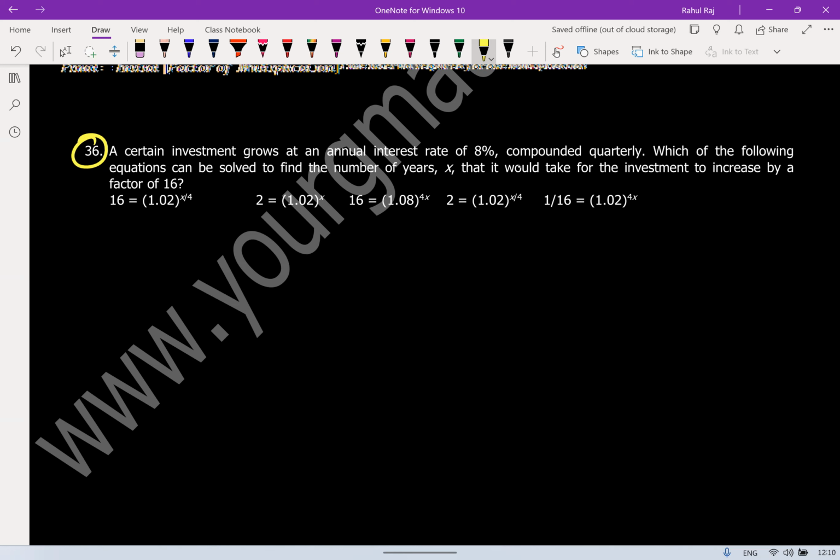So it says what? A certain investment grows at an annual interest rate of 8% compounded quarterly. Which of the following equations can be solved to find the number of years x that it would take the investment to increase by a factor of 16? So if P is the principal amount, A is equal to what?